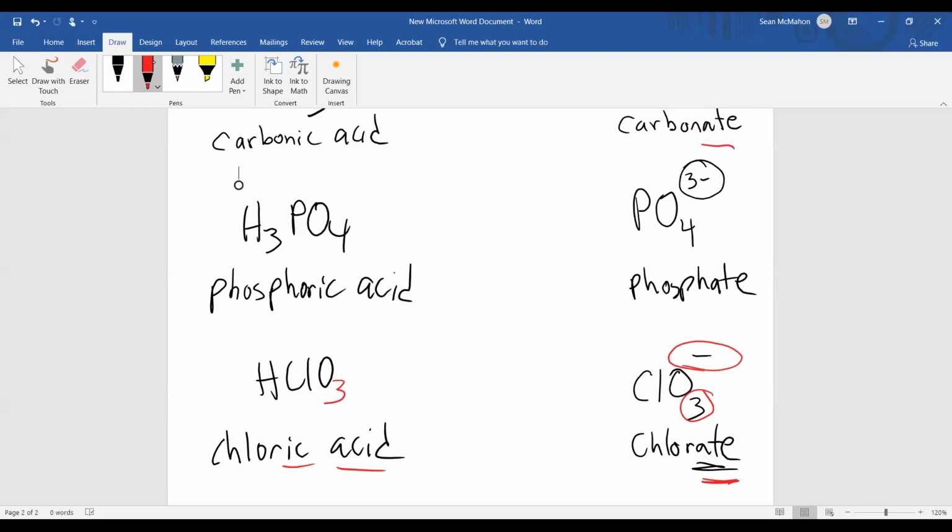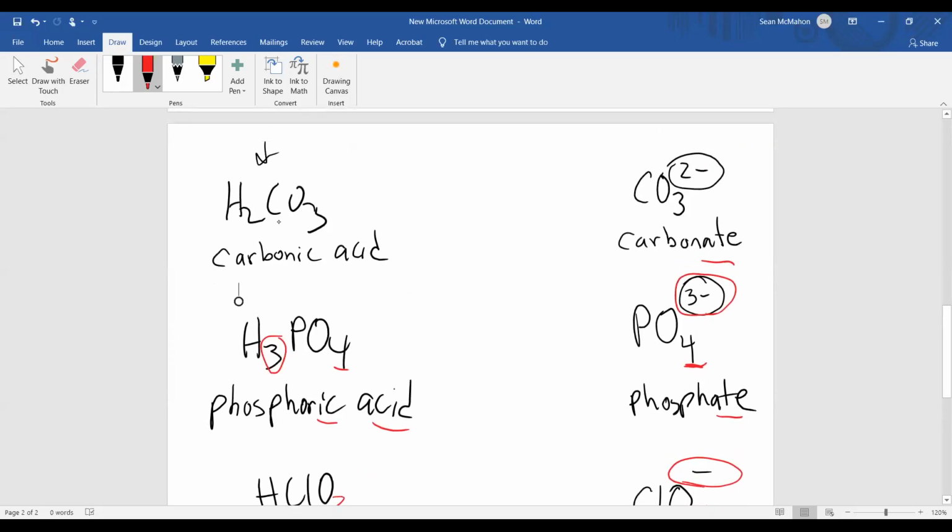Right? So we're using the ate ion to give me the ic acid, but the charge is what gives me the number of hydrogens. So you can look at all of those. The ate ion carbonate has 3 oxygens, so carbonic acid has 3, but the charge is what gives me the number of hydrogens. Does that make sense? Yes. Yep, makes sense.